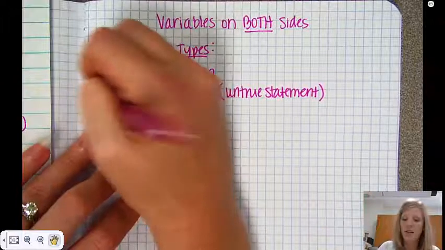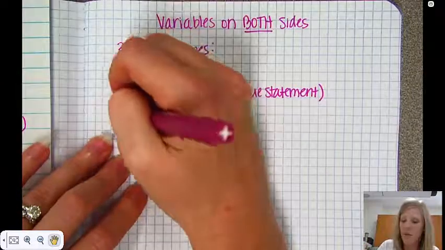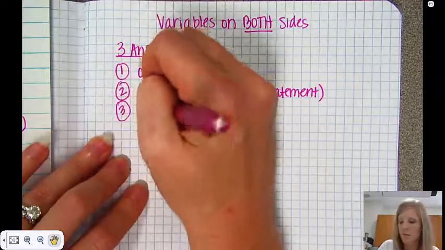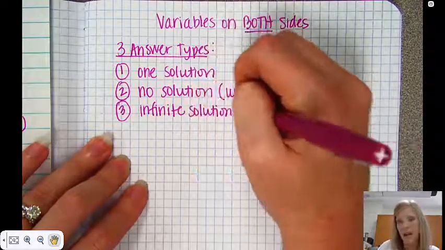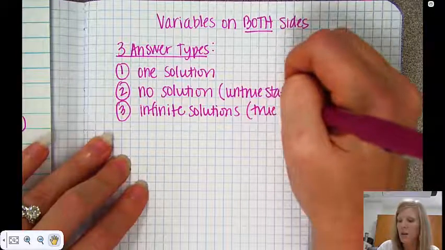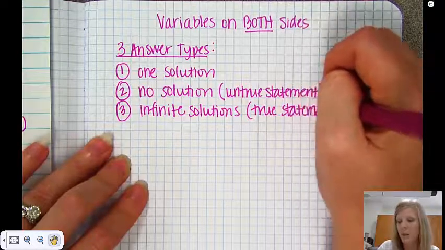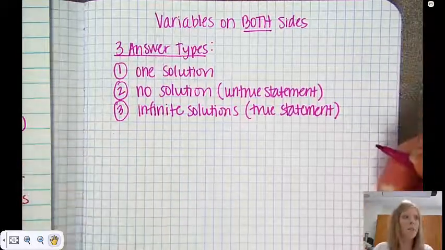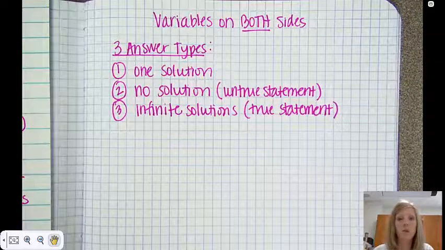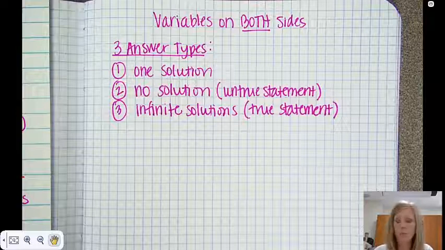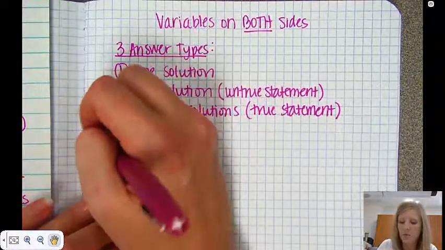And then number 3, our third answer type, is infinite solutions. And this is going to be when we get a true statement. And these two I will explain when we do our examples a little more in depth. So we're going to do an example of each one of these so you can see how they would look when you work out an actual problem. Let's look at example 1.